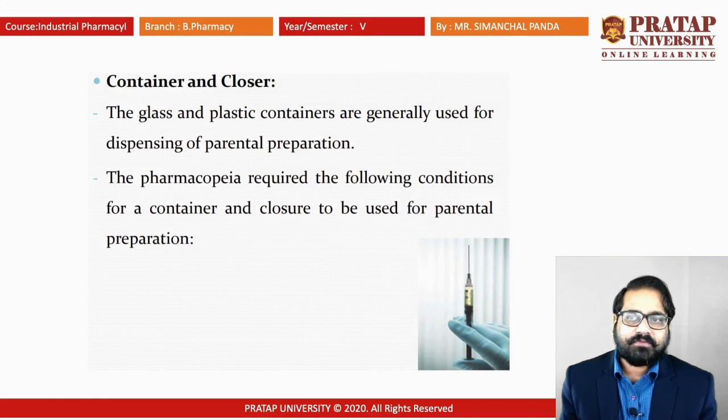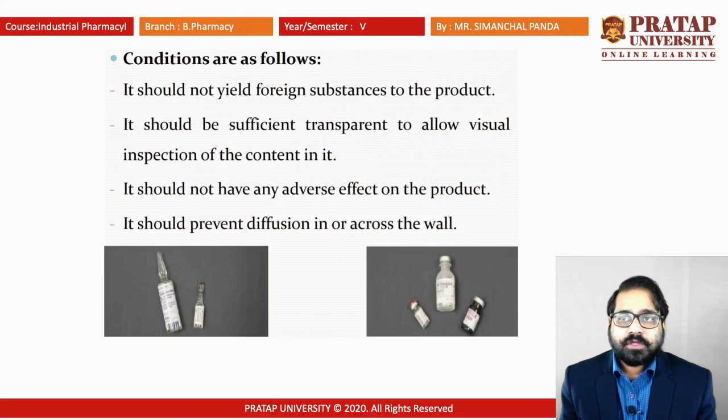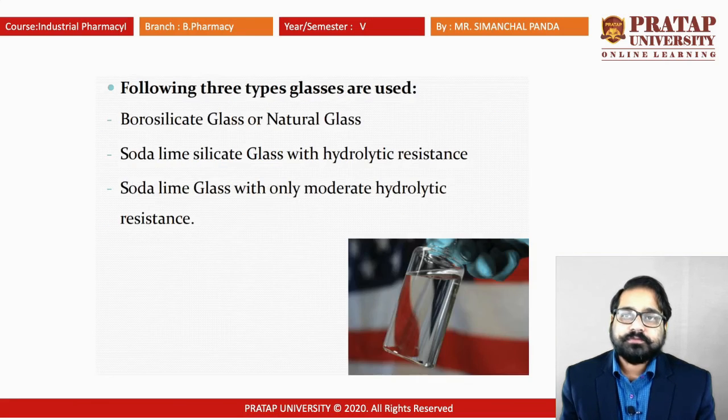Generally different types of glasses are used depending upon the pharmacopoeia conditions, and there are type 1, type 2 and type 3 glasses. There must be some conditions: it should not yield foreign substance to the product. It should be sufficiently transparent to allow visual inspection of the content. It should not have any adverse effect on the product. It should prevent diffusion across the wall.